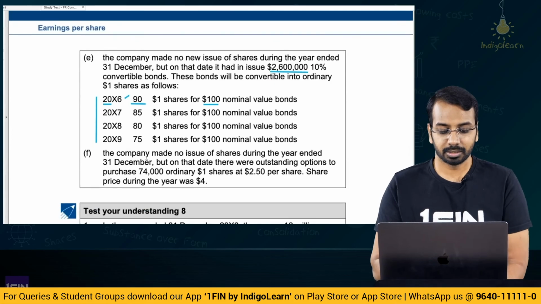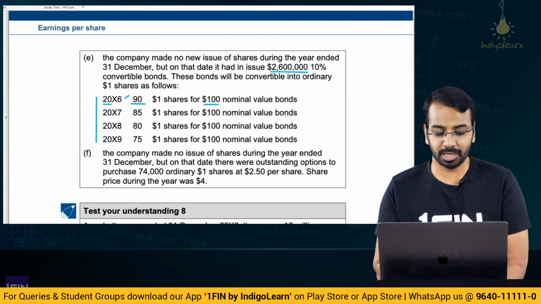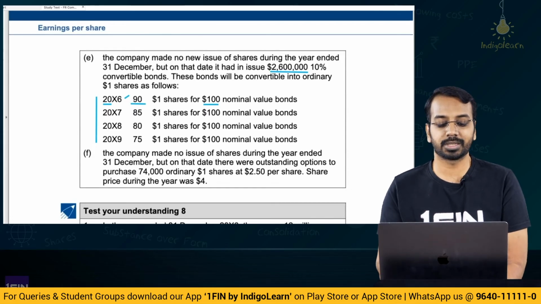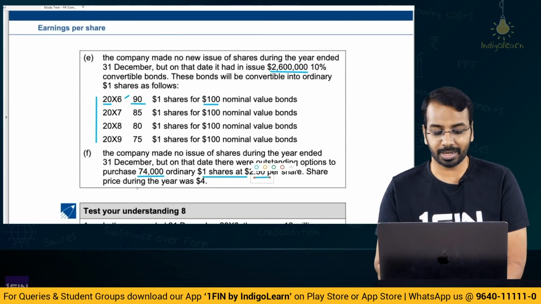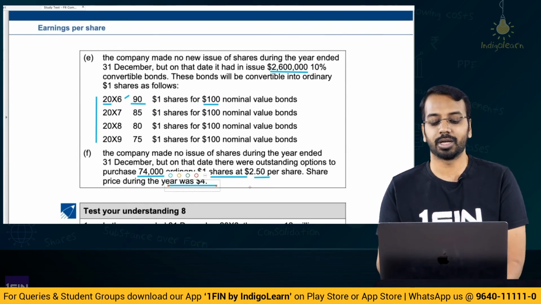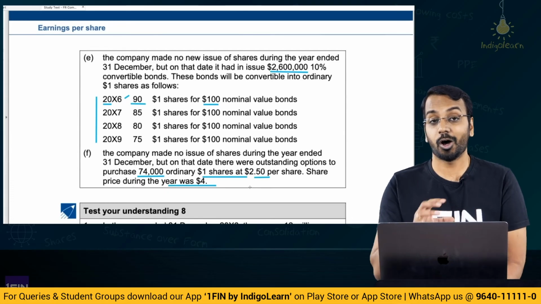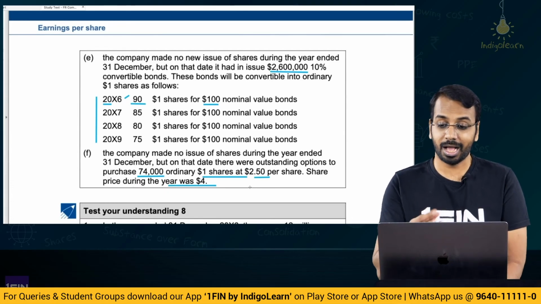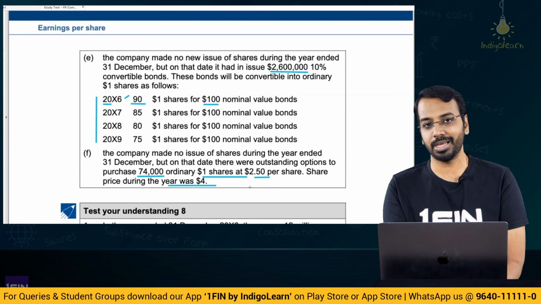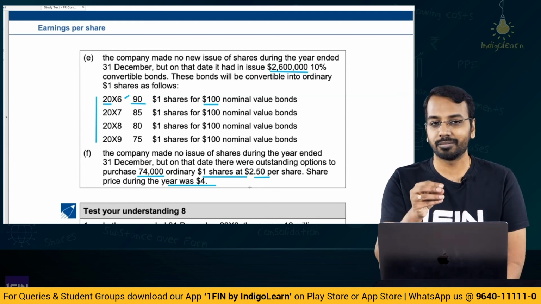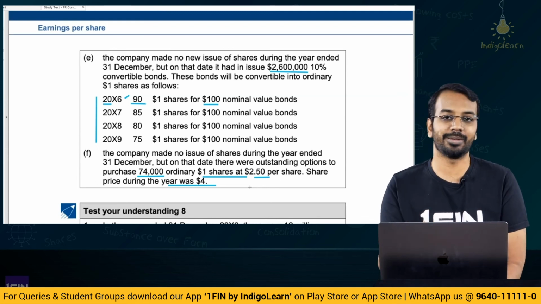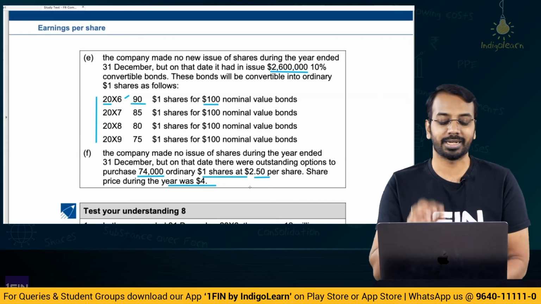And the last one: the company made no issue of shares during the year ended 31st December, but on that date, there were outstanding options to purchase 74,000 ordinary $1 shares at 2.5 per share. Share price during the year was $4. Now here, what is this? This is an option. Options are dilutive. We have to calculate how many shares would be issued at full price, and how many shares would be issued without any consideration, the bonus element. Only the bonus element will be diluted.